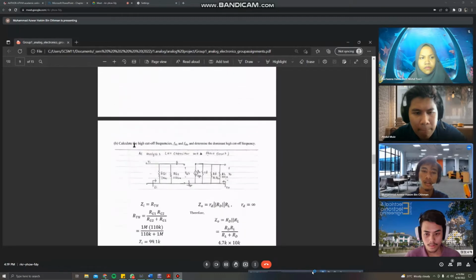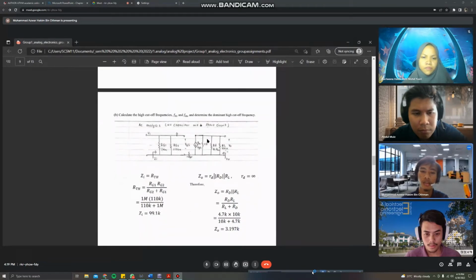After that, for question B, we need to determine the high cutoff frequency, FH in, then FH out. To determine that, firstly, this is the AC equivalent circuit. We find the impedance in equals RTH. To get the RTH, we take RG1 and RG2 in parallel. This is the formula to get the RTH. We substitute the RG1 and RG2 values, so we get Z in equals 99.1 kilo ohm.